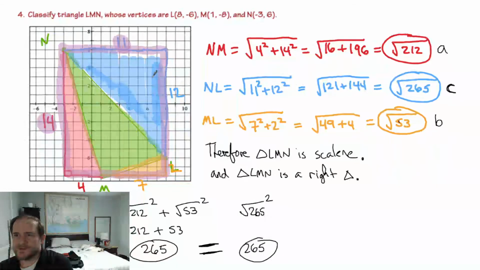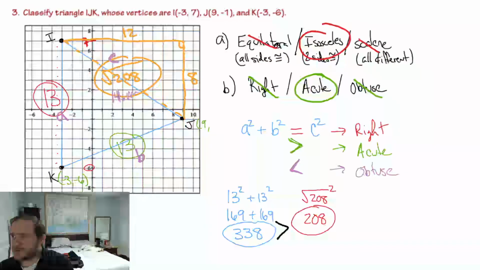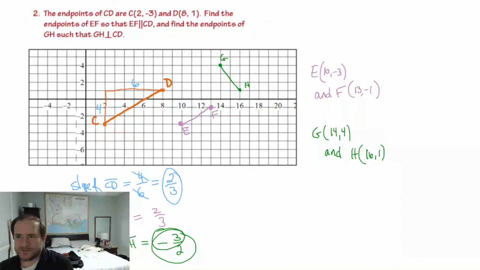But the other thing was classifying triangles. So we found all the side lengths and we classified. We used our side lengths to check the values to see if we were right, acute, or obtuse. But that's the whole quiz. These few objectives are all you have to worry about.